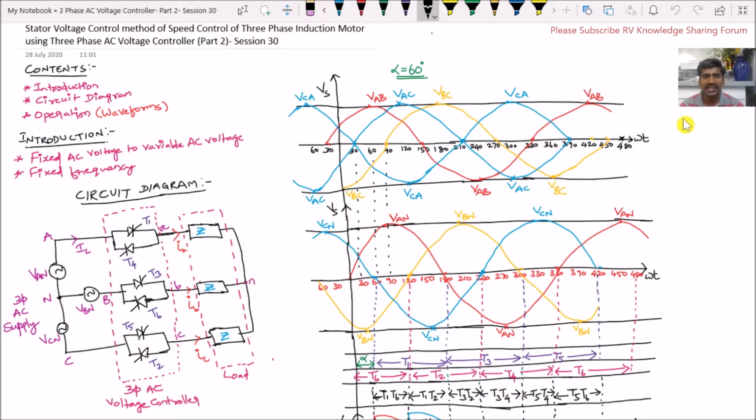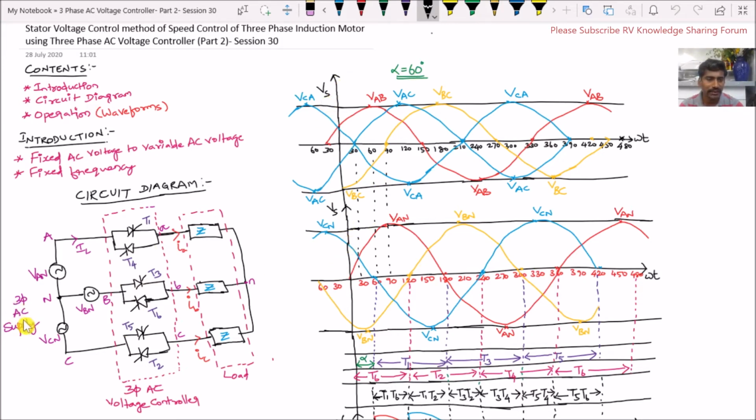Now let us discuss the operation of the 3-phase AC voltage controller. For this, we are going to consider the firing angle alpha as 60 degrees. That means we are going to operate this 3-phase AC voltage controller for a firing angle or delay angle of 60 degrees. So for that, we have to draw the 3-phase input voltage.